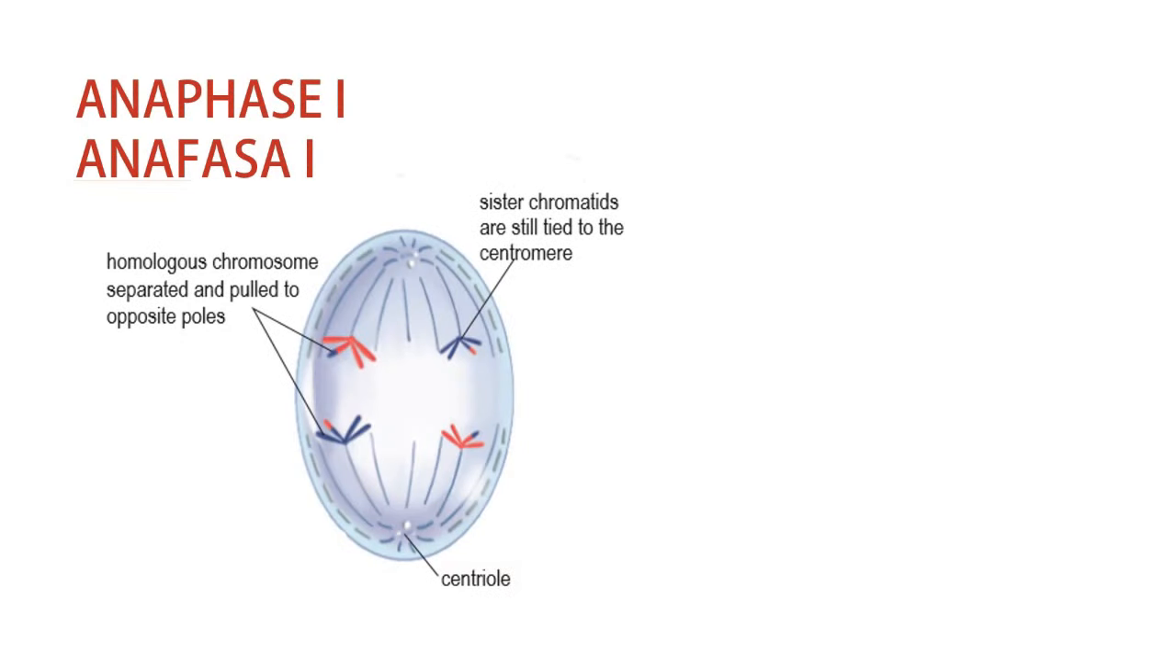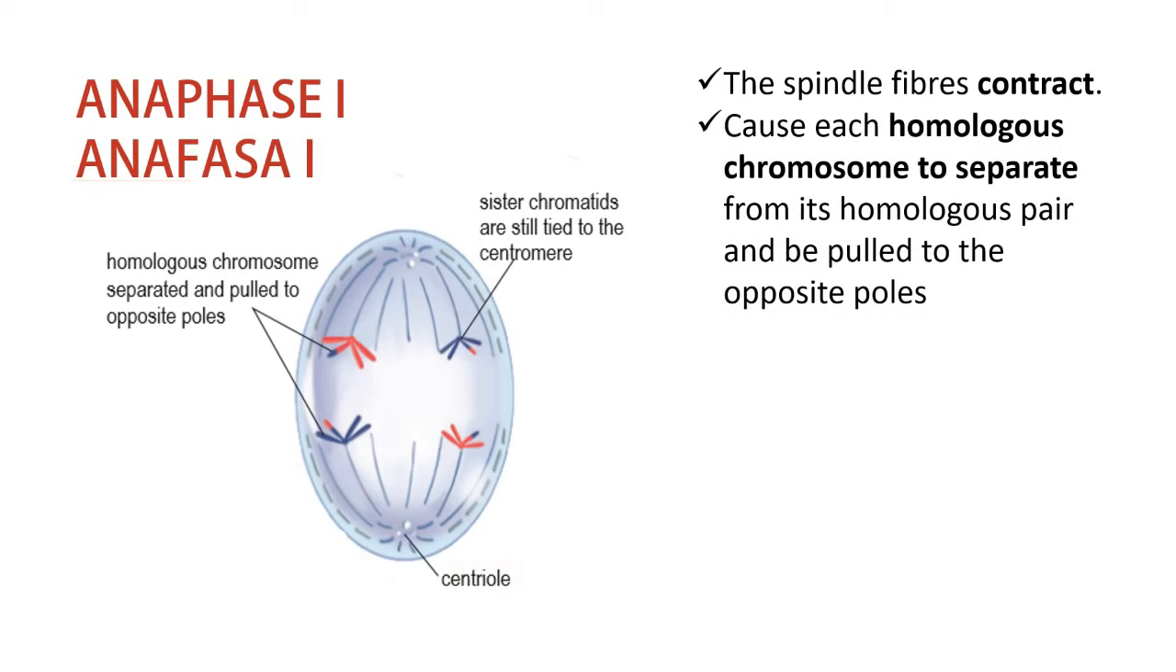Okay, this is the picture of the cell during anaphase 1. During metaphase 1, we mentioned that the spindle fiber attached to one centromere and another spindle fiber attached to the other centromere here. Okay, why is the structure like this? This is because when the spindle fibers contract and shorten, they are able to pull the homologous chromosomes to separate from each homologous pair and be pulled to the opposite poles of the cell.